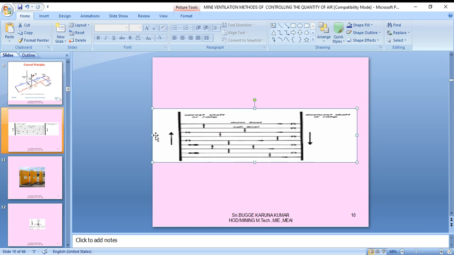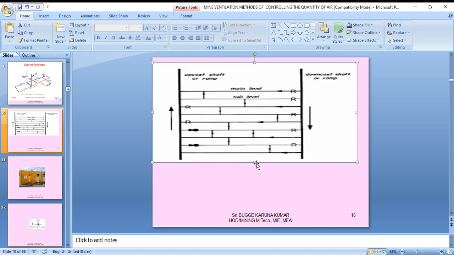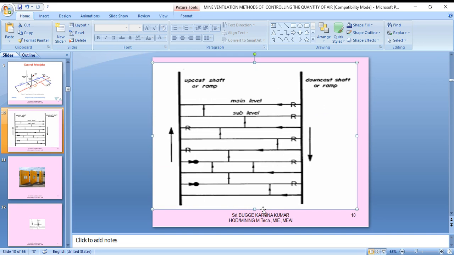Just wait. Well, yes, yes. Now you can see the image well.